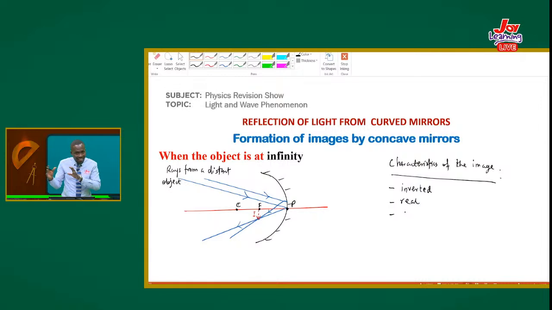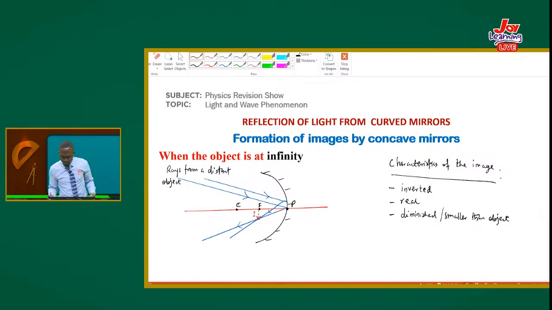So comparing the size of the object and the size of the image formed, we say that the image has a smaller size than the object. Therefore, we say the image is diminished. When you say it is diminished, it means that it has got a smaller size. The size is smaller than the object.